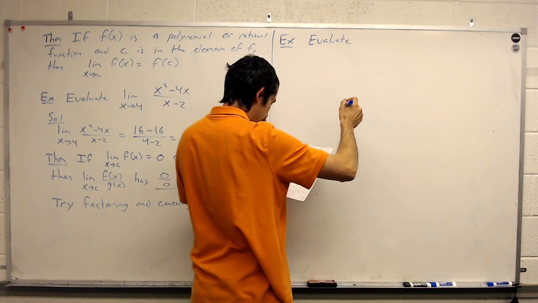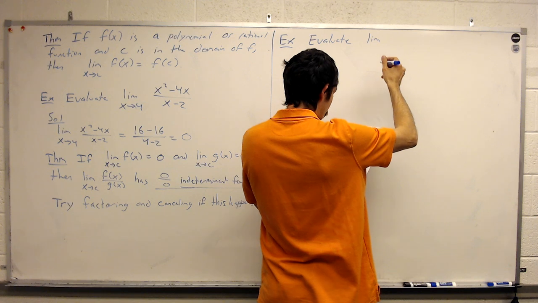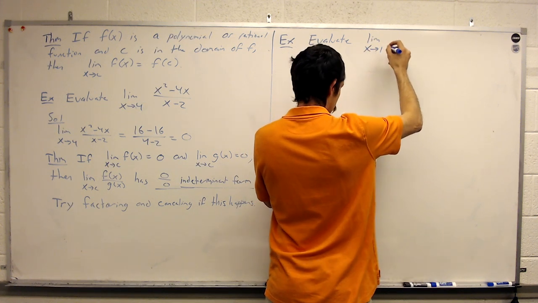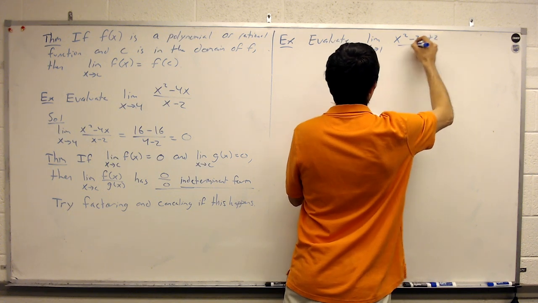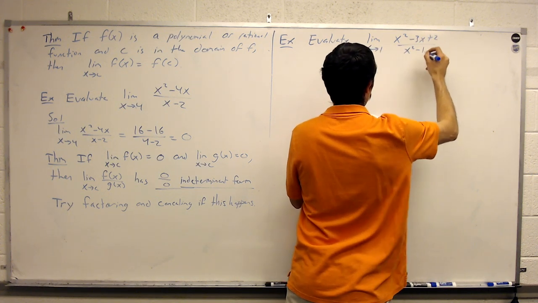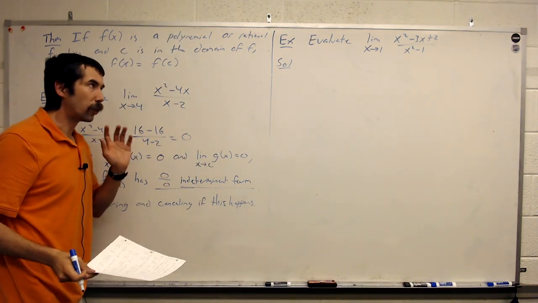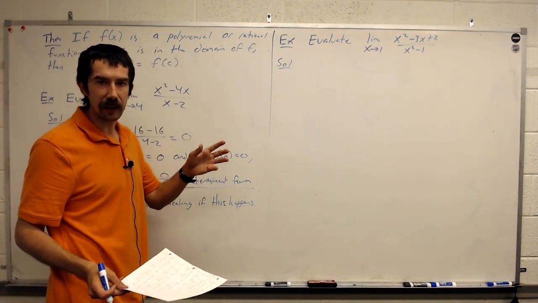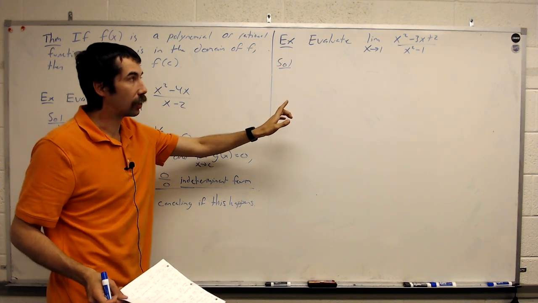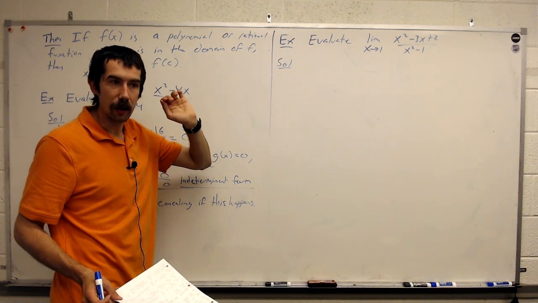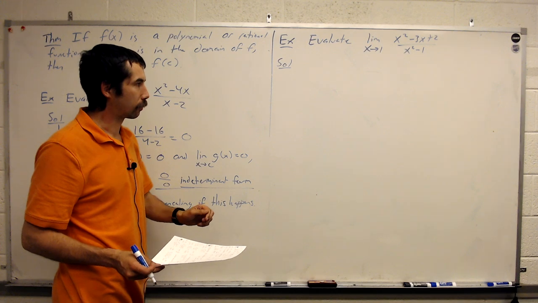So let's evaluate the limit as x goes to 1 of x squared minus 3x plus 2 over x squared minus 1. All right, so the first thing we should do is just plug the value into our expression. If we don't get 0 over 0, you're done with the problem. Move on to the next one.